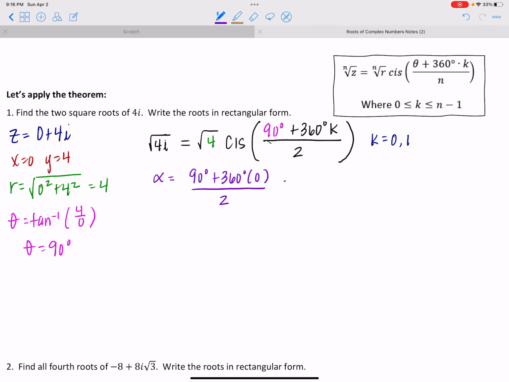And that's going to make, let's see, 90 divided by 2 is 45 degrees. And then for our second option for alpha, we're going to take our 90 degrees and add 360 times a k value of 1 divided by 2. So 360 and 90 would be 450 divided by 2 is going to be 225 degrees.